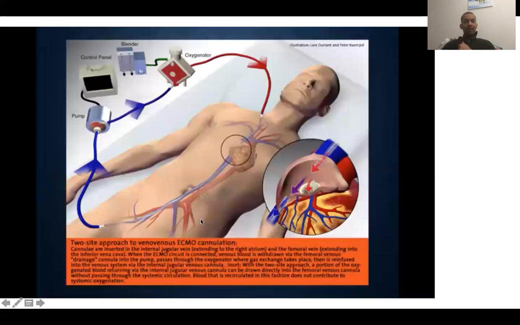So this is one example of the dual, the two catheter system, right? Okay, so here, a two-site approach to venous ECMO cannulation. Here you see that the tip of the femoral venous cannula goes up all the way into the IVC, okay?